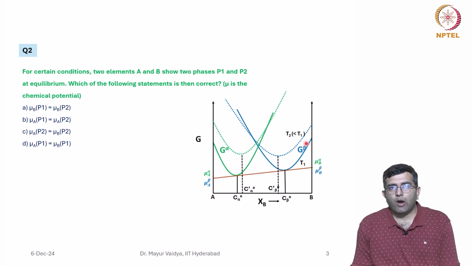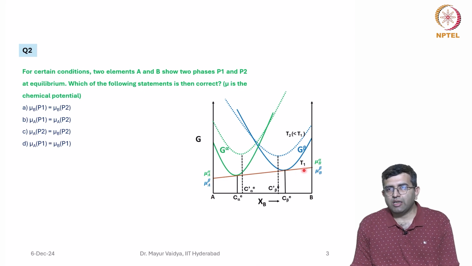wherever it intersects the A axis, it gives mu A in that particular phase. Now, when you have two phases in equilibrium, in this case P1 and P2, what happens is that the common tangent, that means this red line, is a tangent to G alpha also and tangent to G beta also. What it means is, wherever this tangent intersects the A axis will not only give me mu A in alpha, but it will also give me mu A in beta.